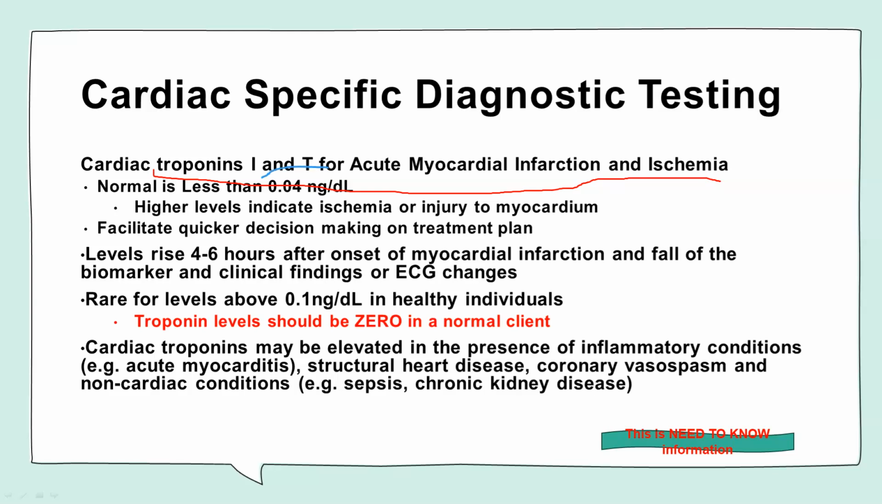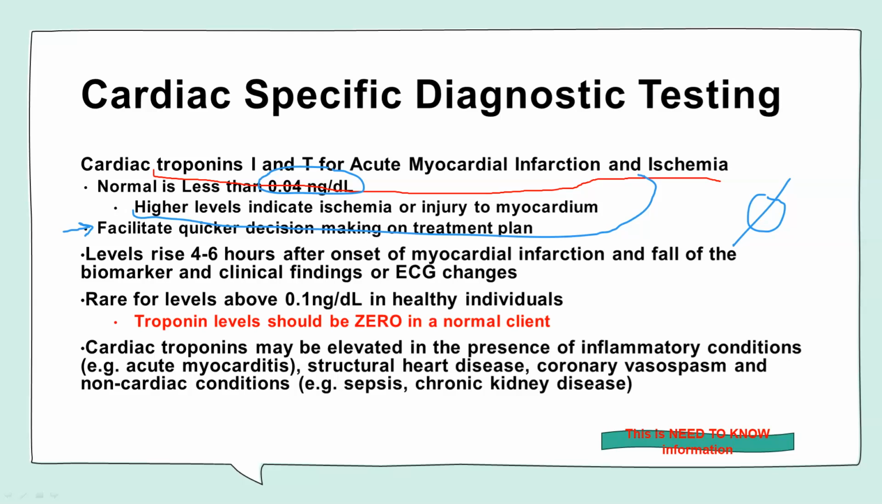So you see this number here, this is 0.04. Forget it. The troponin should be 0. Nobody walking around who is reasonably healthy should have an elevated troponin. When I do have these higher levels, it indicates either ischemia or injury, and it's helping us develop a plan to care for that client.